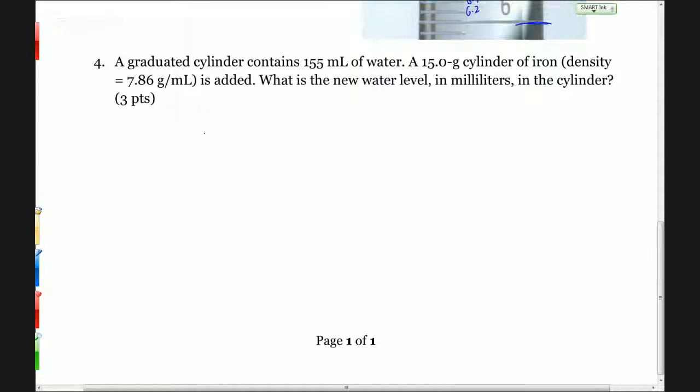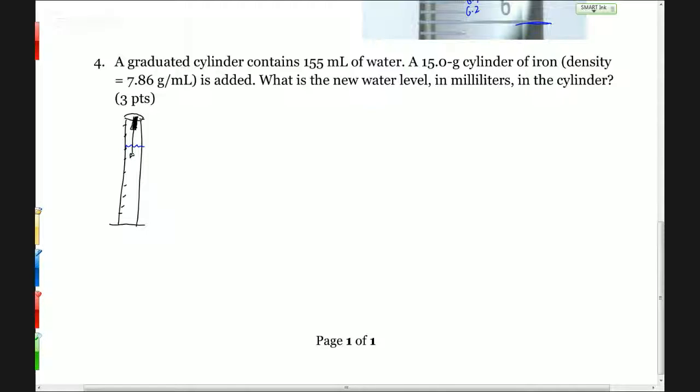Anytime you see a problem like this, it can be helpful just to visualize what's actually happening here. So you've got a graduated cylinder with 155 milliliters of water. If there is a little metal cylinder that gets dunked in, just like we did in lab, what happens to that water level? It's going to go up a little bit, right? We don't know how much. We have to calculate that, but it's going to go up a bit.